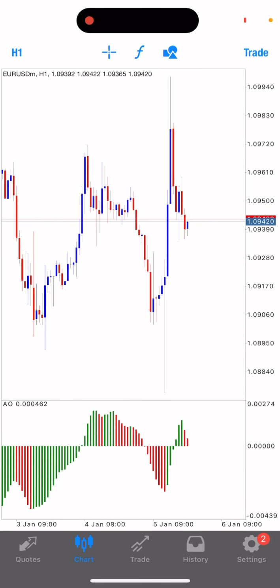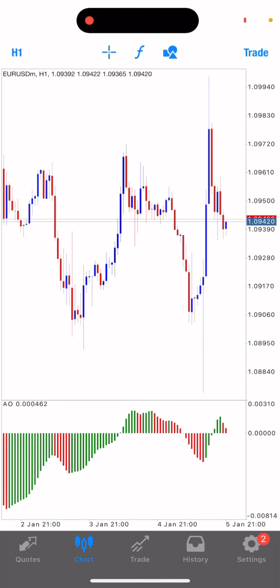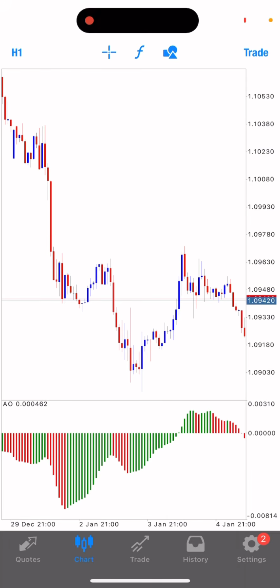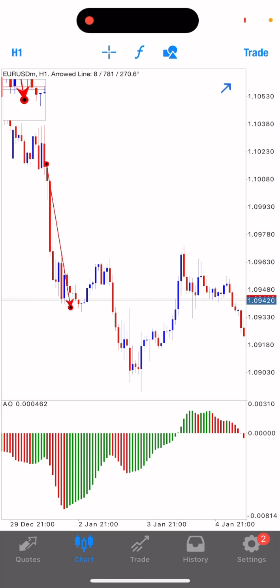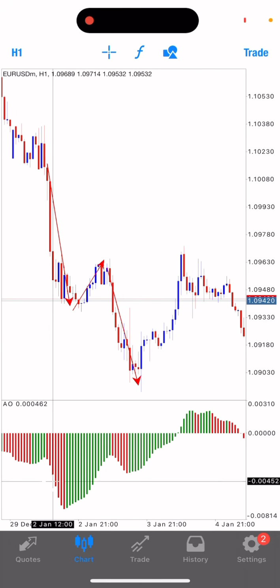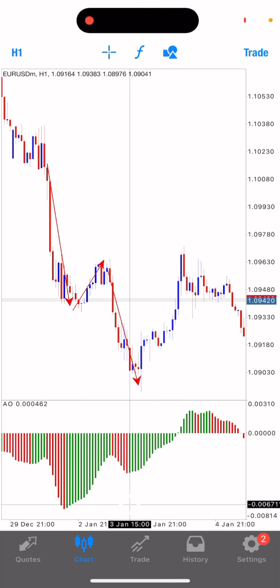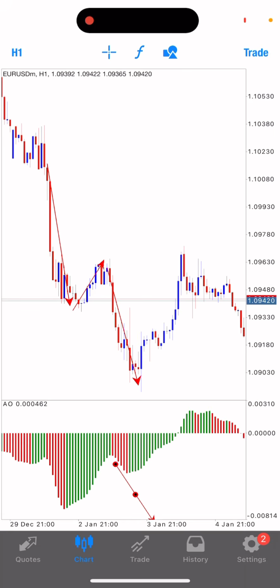Let me show you how we get divergence using the awesome oscillator. This is how it works. Whenever the market is forming a lower high and then continues forming a lower low, the awesome oscillator is also supposed to form a lower high and then a lower low, if truly the market is going to continue moving to the downside.